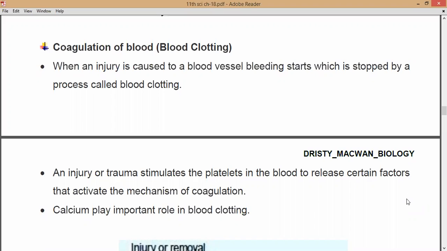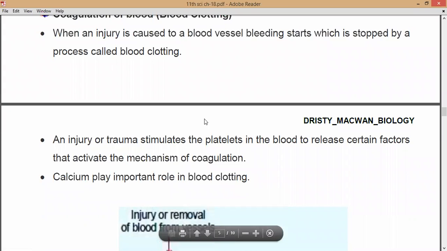The process in which the blood is stopped and does not flow out is known as blood clotting. An injury or trauma stimulates the platelets in the blood to release certain factors that activate the mechanism of coagulation. As I said, the thrombocytes, that is, the platelets, are responsible for activating the mechanism of blood clotting, right? Let's see how they do this.